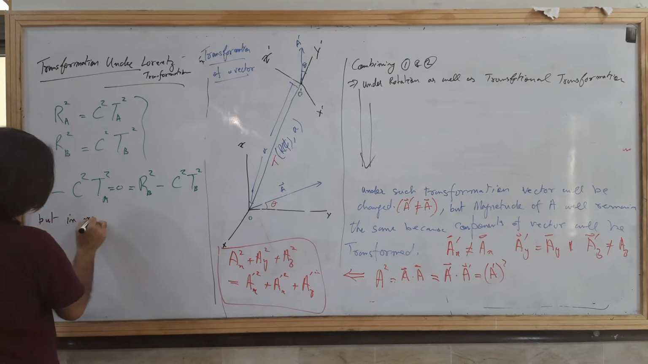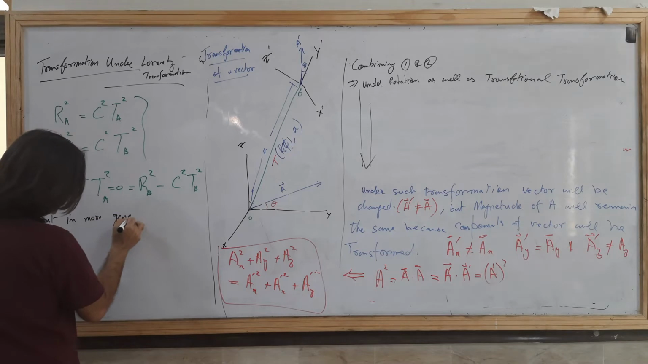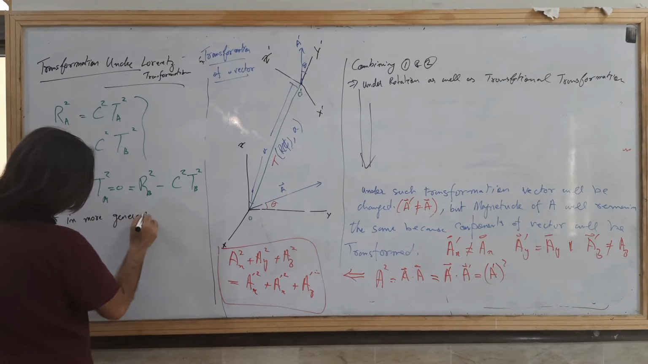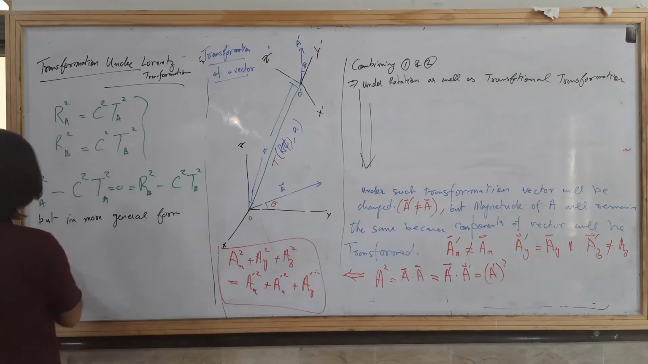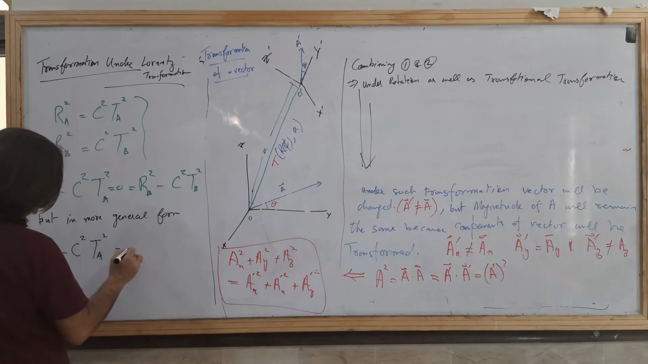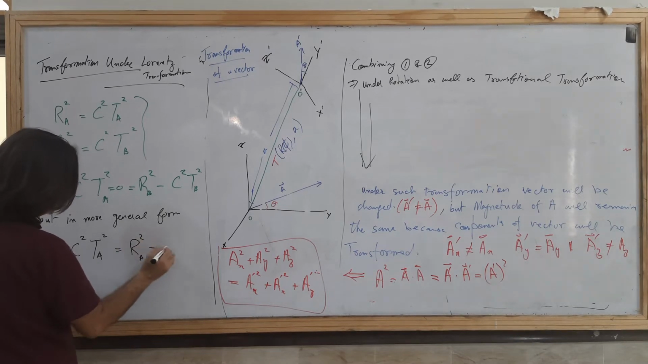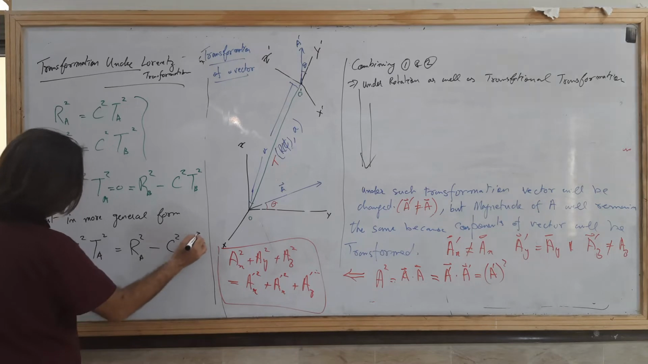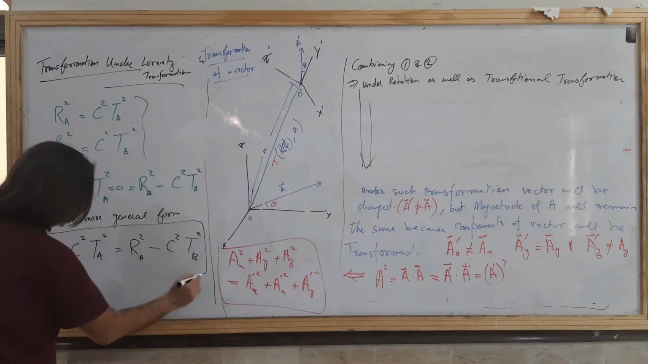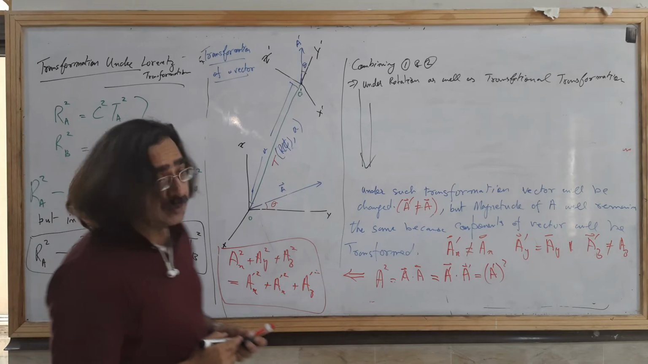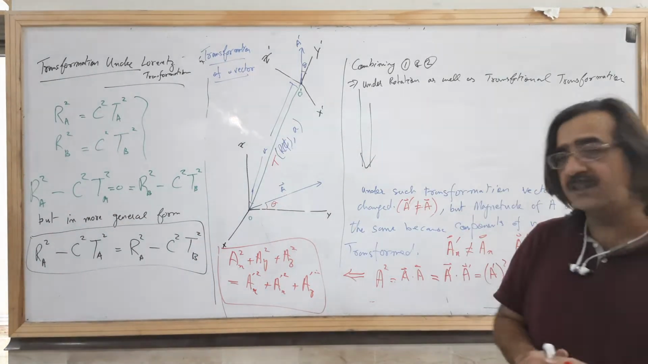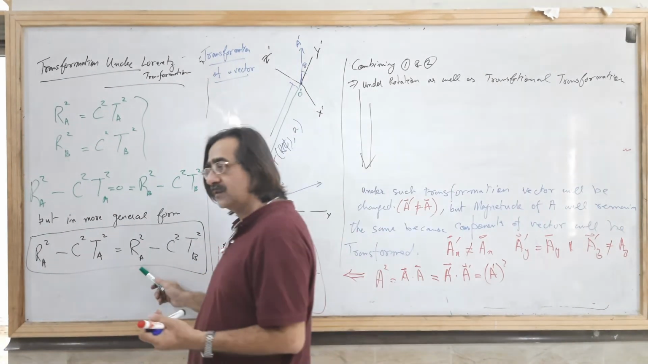I may say that RA square minus C square TA square is equal to RB square minus C square TB square. Okay, so this is the general form of the Lorentz transformation. Both are a constant. This is the general form of the Lorentz transformation.